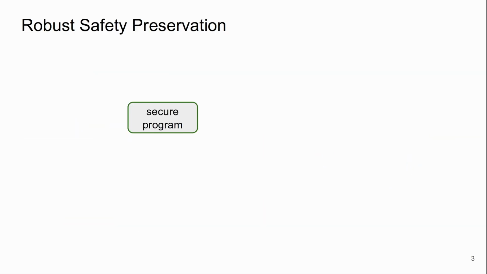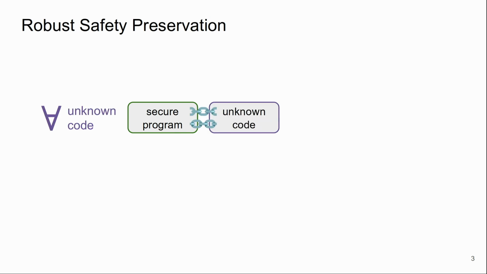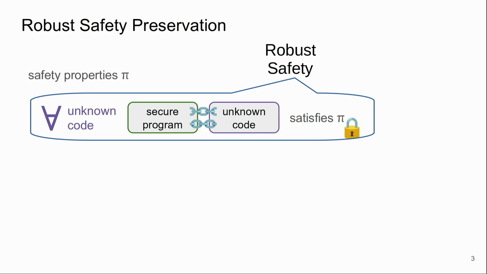In this talk, I want to focus on robust safety preservation as a criterion. We start with a secure program and link it together with arbitrary unknown code. We now call a safety property pi a robust safety property if it holds, again, when linked together with arbitrary unknown code.